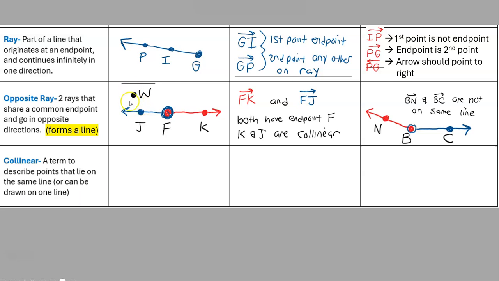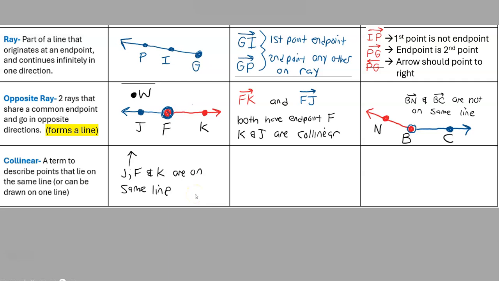So in this example, I'm going to throw a point W up here because we're going to use this diagram, J, F, K, and W, to help with collinear. So if you notice, J, F, and K are on the same line. It's pretty clear to see, as we talked about with opposite ray, that you can draw a straight line that connects all three of those together. So we would say that is collinear.